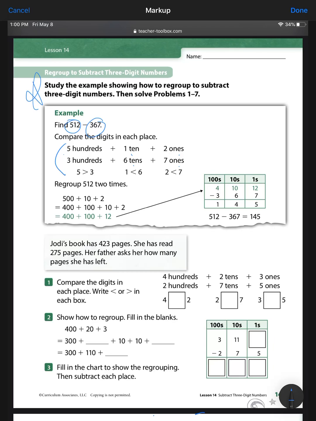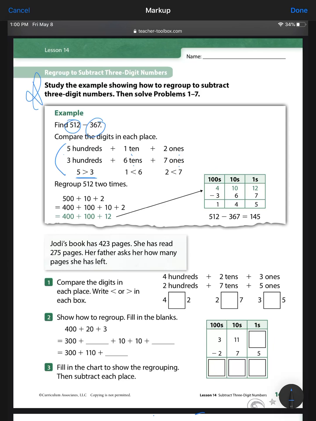And we're comparing the digits. So we know that 5 is greater than 3, 1 is less than 6, and 2 is less than 7. Okay? But we know that 512 is larger than 367 because the 5 in the hundreds place is bigger than the 3 in the hundreds place, okay? So we're going to regroup 512 2 times, okay? So we know that 500 plus 10 plus 2 is 512, okay?